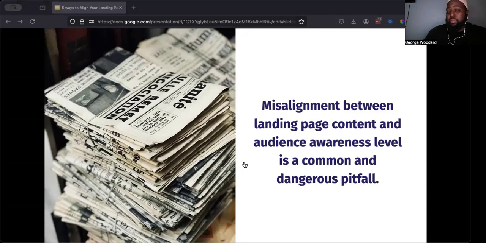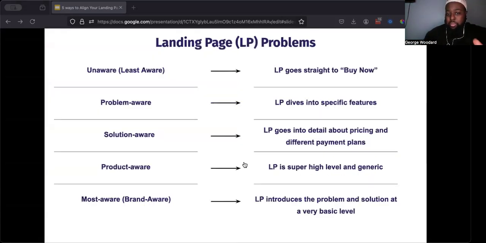But falling into the pitfall of having the misalignment, it happens. It's not the end of the world. You want to make sure that you're constantly optimizing your content to speak more and more, and just doing those small changes over time will help you out. So some of the common problems based on the level.